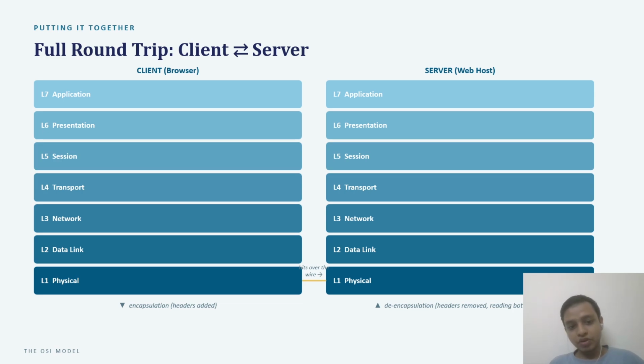So this is the full round trip we have covered. Encapsulation, headers added; decapsulation, headers removed. It's very similar to a post office. When you send something through the post office, it is packed in many envelopes inside. And when it reaches the final destination, it is decapsulated. Decapsulating means de-enveloping, so you can say that we are taking the data out of the envelope.